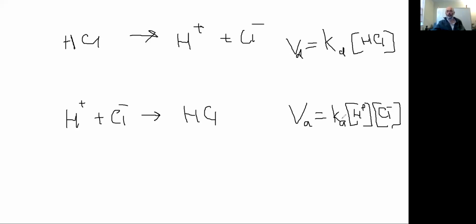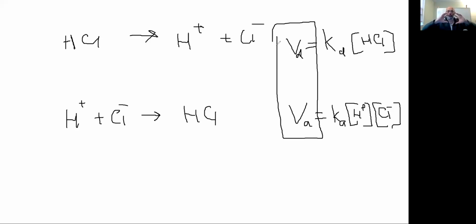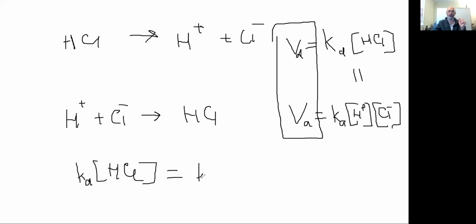Okay, now what is important about equilibrium? At equilibrium, these two rates are the same, right? Neither dissociation nor association prevails. They totally compensate each other. That means if these two parts are equal, these two are equal too. So we can write an equation: Kd times [HCl] equals Ka times [H plus] times [Cl minus].